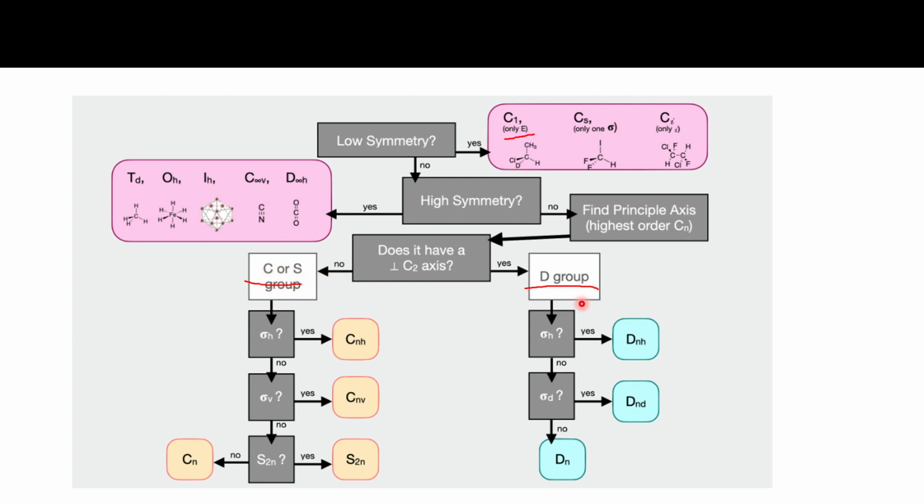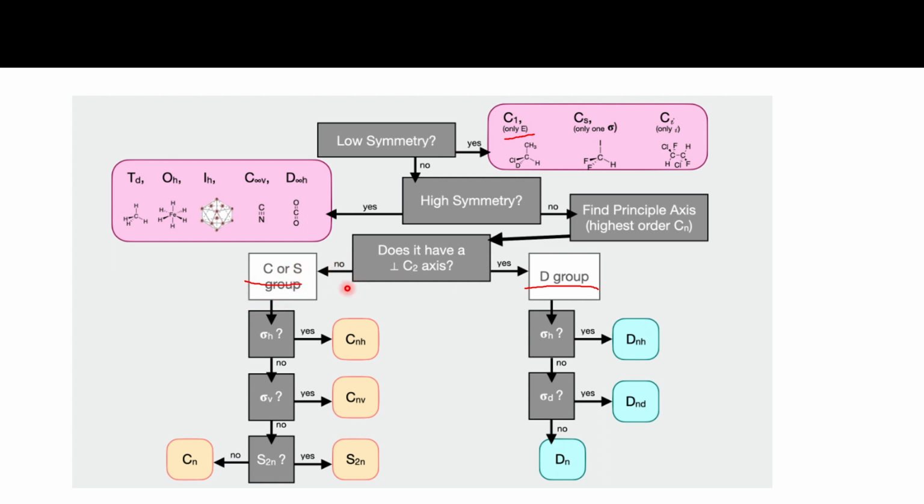So if they have sigma h, then the point group will be Dnh. If they have sigma d, they have no sigma h, and we cannot get both sigma h and sigma d, then that will be Dnd. If there will be no sigma h and no sigma plane, then that point group will be Dn. N will be how many C2 axes are present in that molecule.